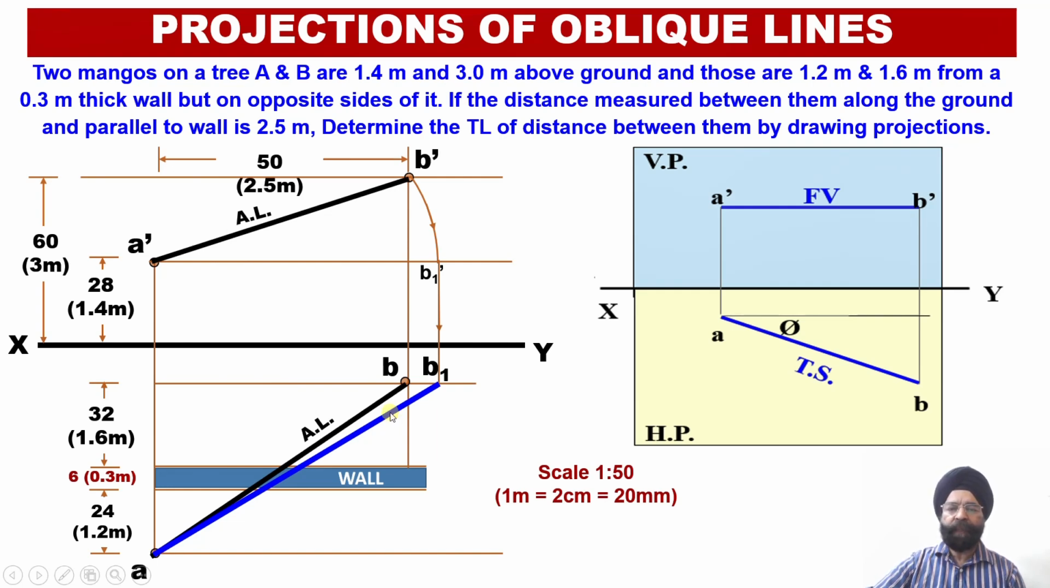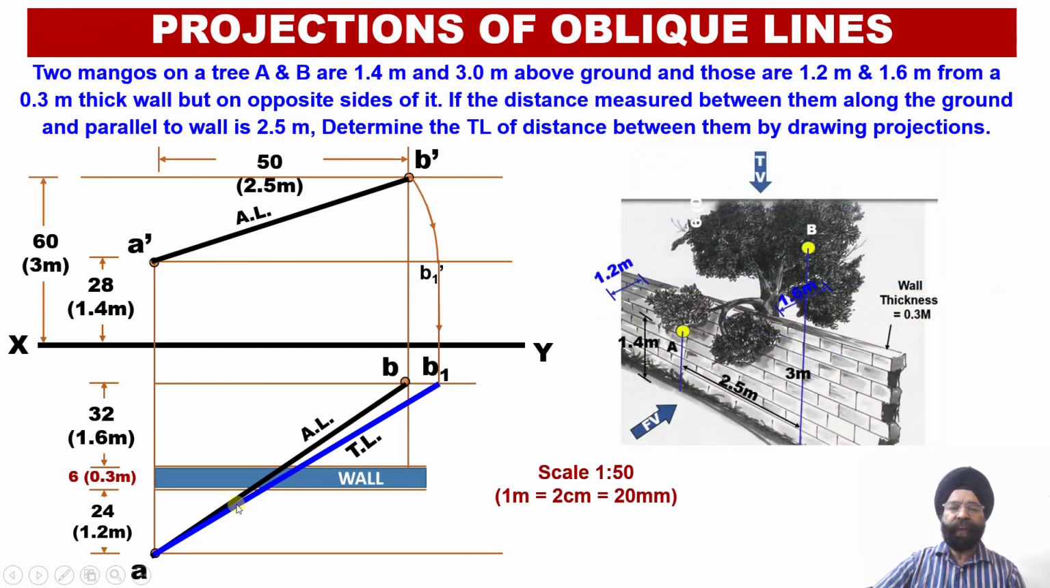The blue color has been used just to distinguish between the apparent length projection and the true length projection over here. So having obtained the true length of this line, which is going to join points A and B over here, now I can also evaluate the angle of inclination over here.